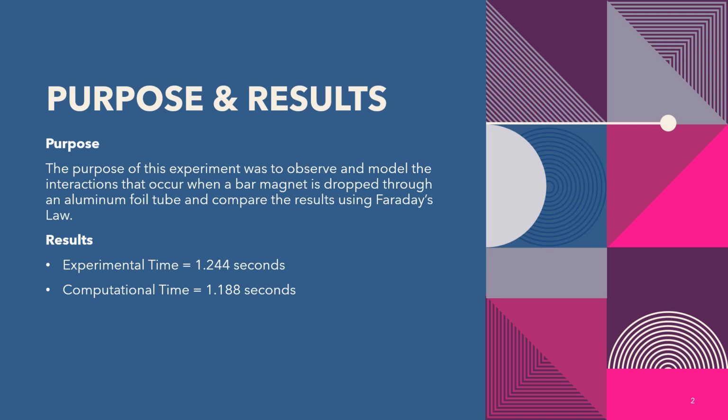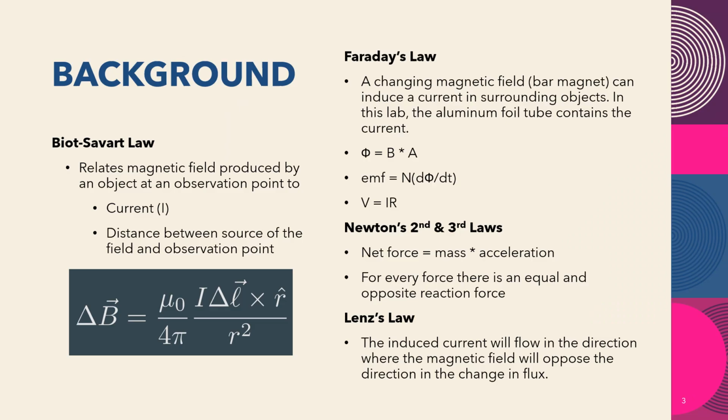The purpose of this experiment was to observe and model the interactions that occur when a bar magnet is dropped through an aluminum foil tube and compare the results using Faraday's law. The results of the experiment are that the experimental time the magnet took to reach the bottom of the tube was 1.244 seconds, while the computational time was 1.188 seconds.